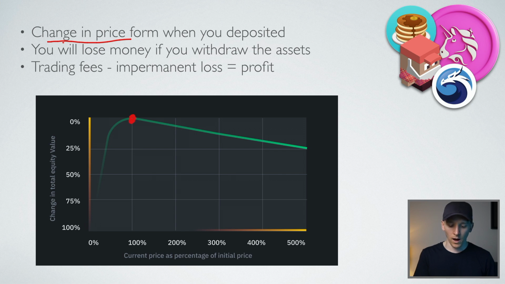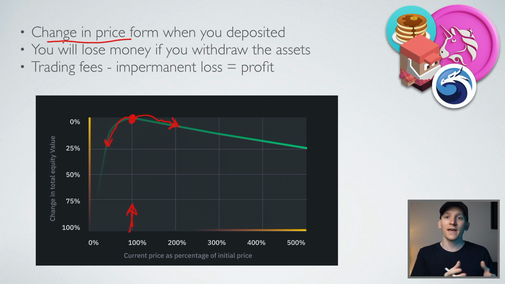So as you can see here at 100%, if the price doesn't change at all and it just stays exactly as it is, there is no impermanent loss and you can take your assets out and that's fine. But if the price changes significantly from when you put them in, so that the ratio changes, what you can see here is that you start getting a potential loss. Now, this isn't a loss. That's why it's called impermanent loss.